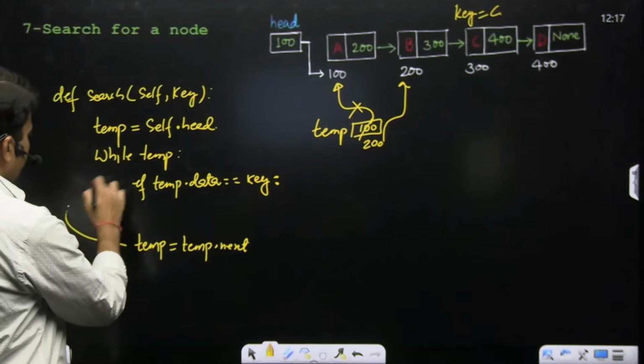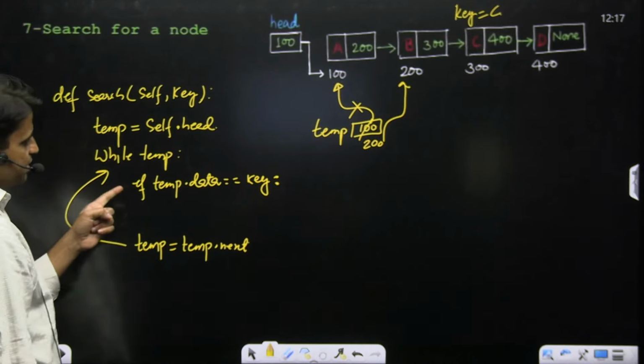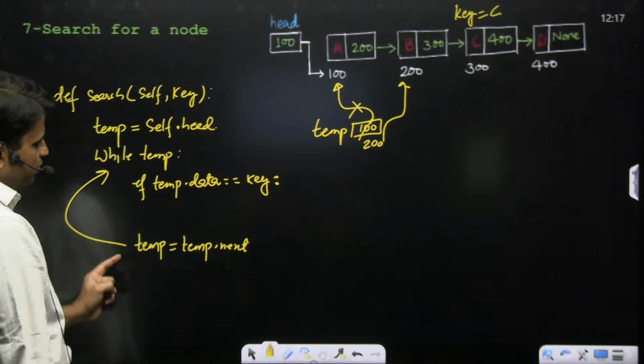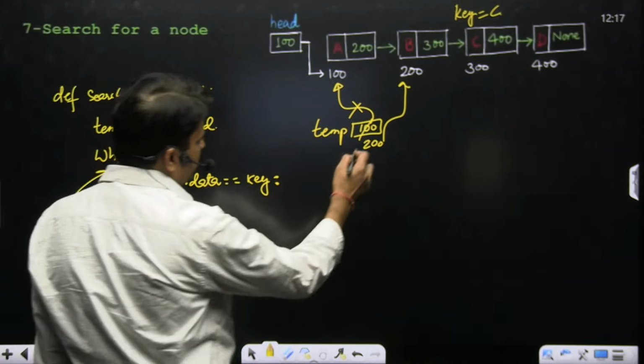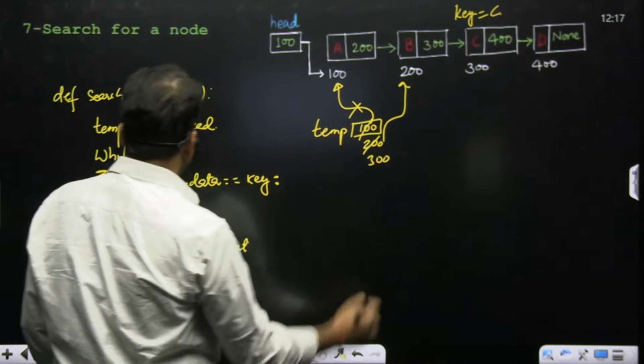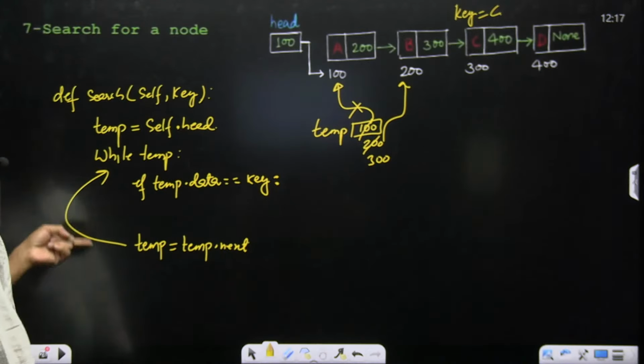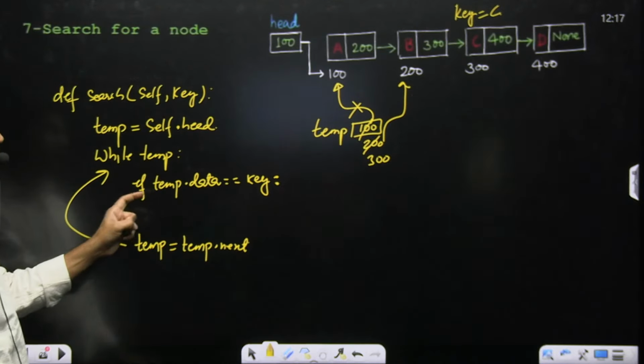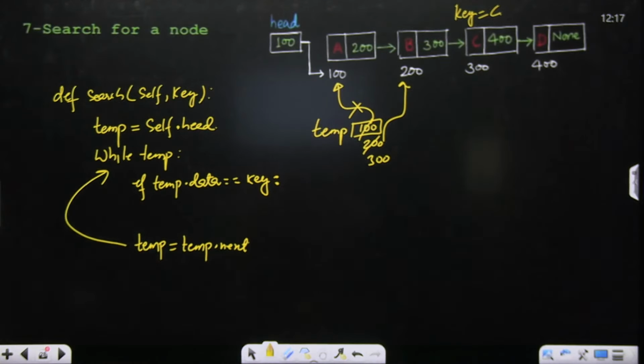Again go to the while loop and check temp is not None. Temp.data is B and key is C, not equal, so temp equals temp.next, which is 300. Again check temp is not None. Yes. Temp.data equals key? Yes, temp.data equals key.